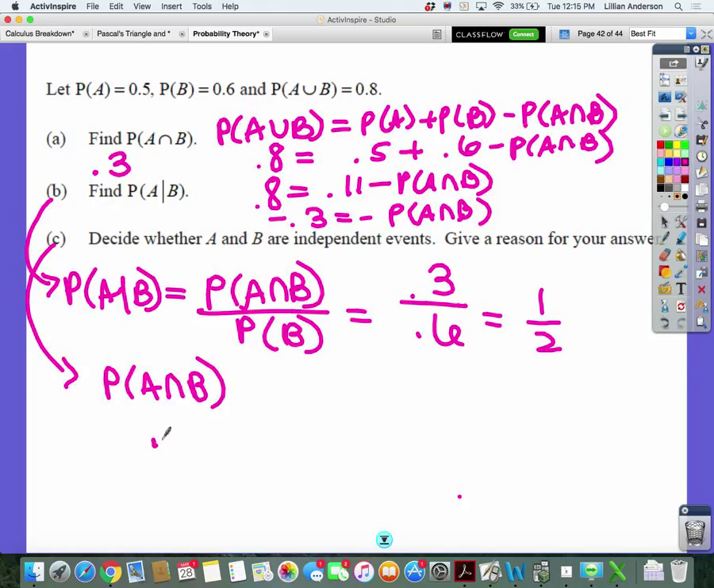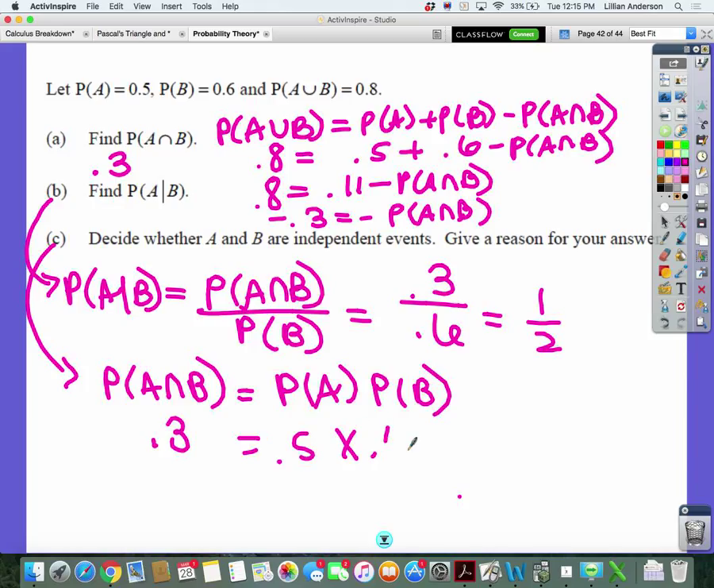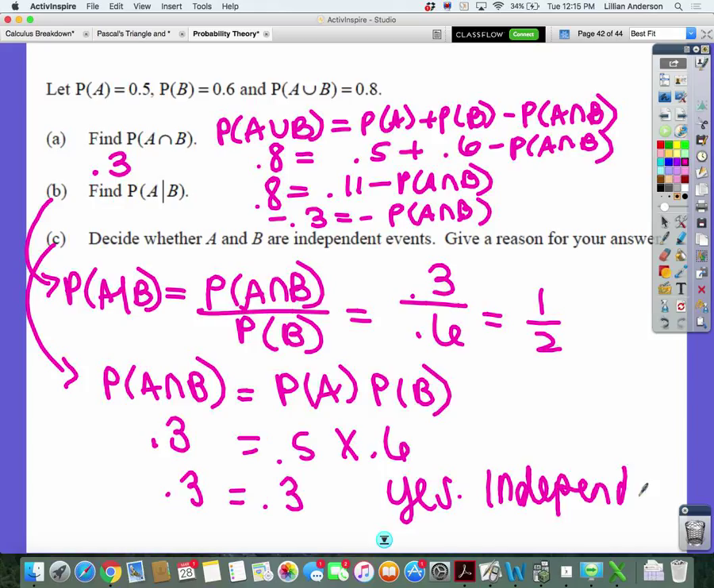So, their intersection is 0.3. We need to see if it's the same thing when you multiply the two. That is 0.5 times 0.6. What is that? 0.3. So, are they independent? I got C right. Yes, independent. If you want to do a complete sentence, you can do that. Yes.